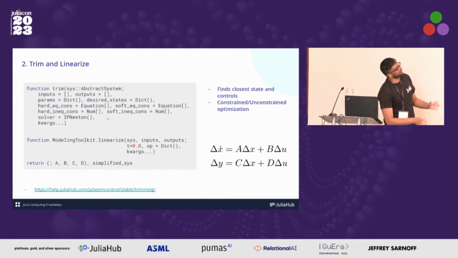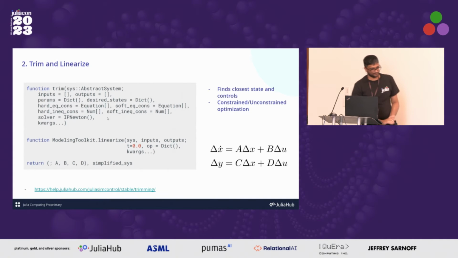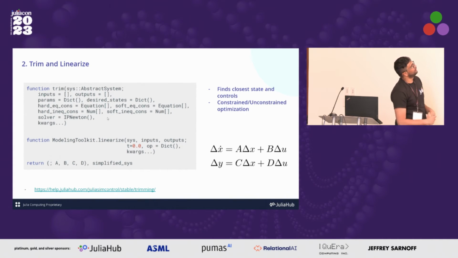So this basically gives you an equilibrium point, or a point close to what you desire, which may not be an equilibrium point, if that's what's desired. And following this, one may linearize about its equilibrium point to get a state space model in delta coordinates.